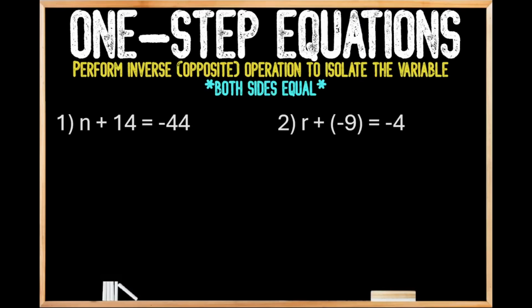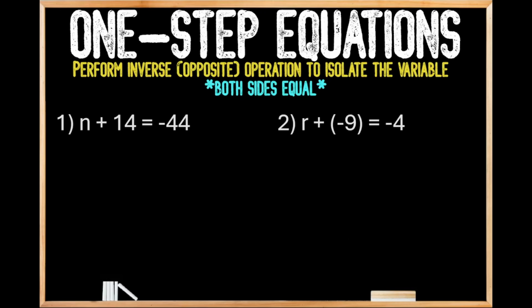Today we're going to be looking at how to solve one-step addition equations with negatives. We have a couple of examples that we're going to work through together here, so let's get started. For question number 1, we're being asked to solve for the value of n.